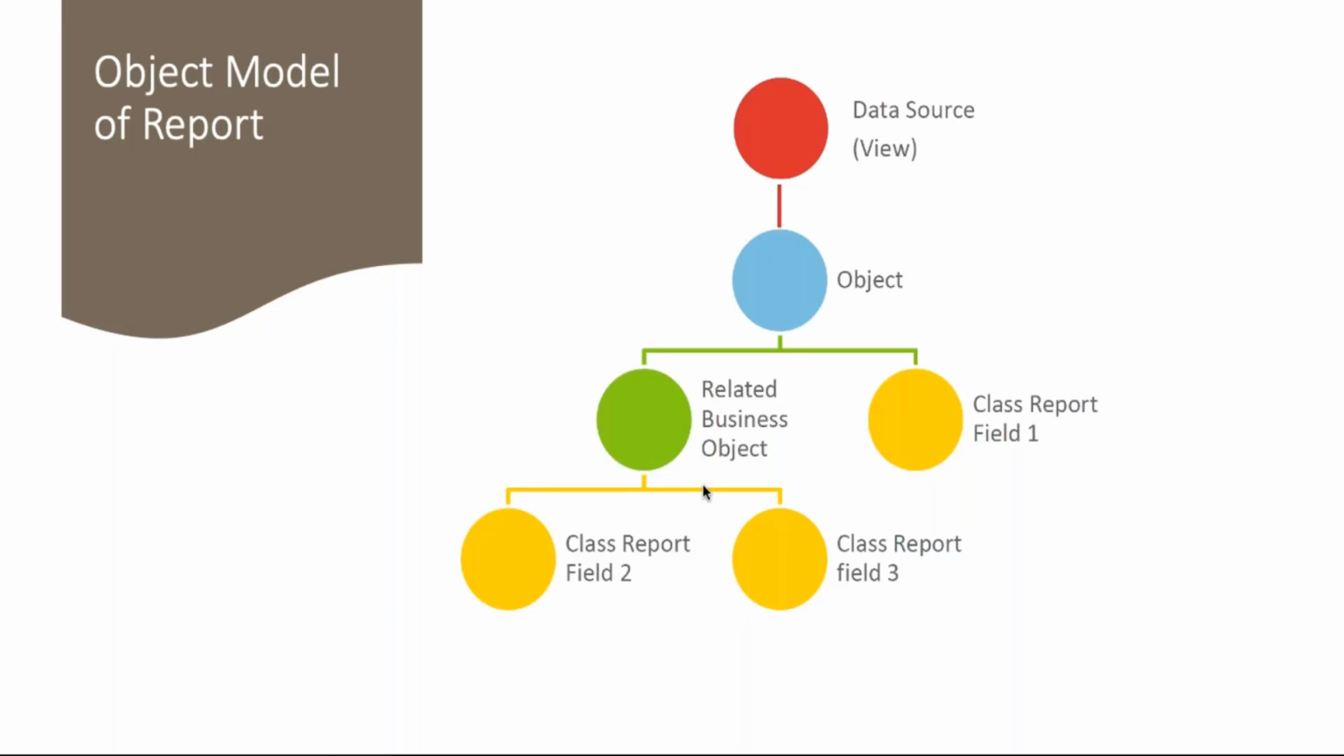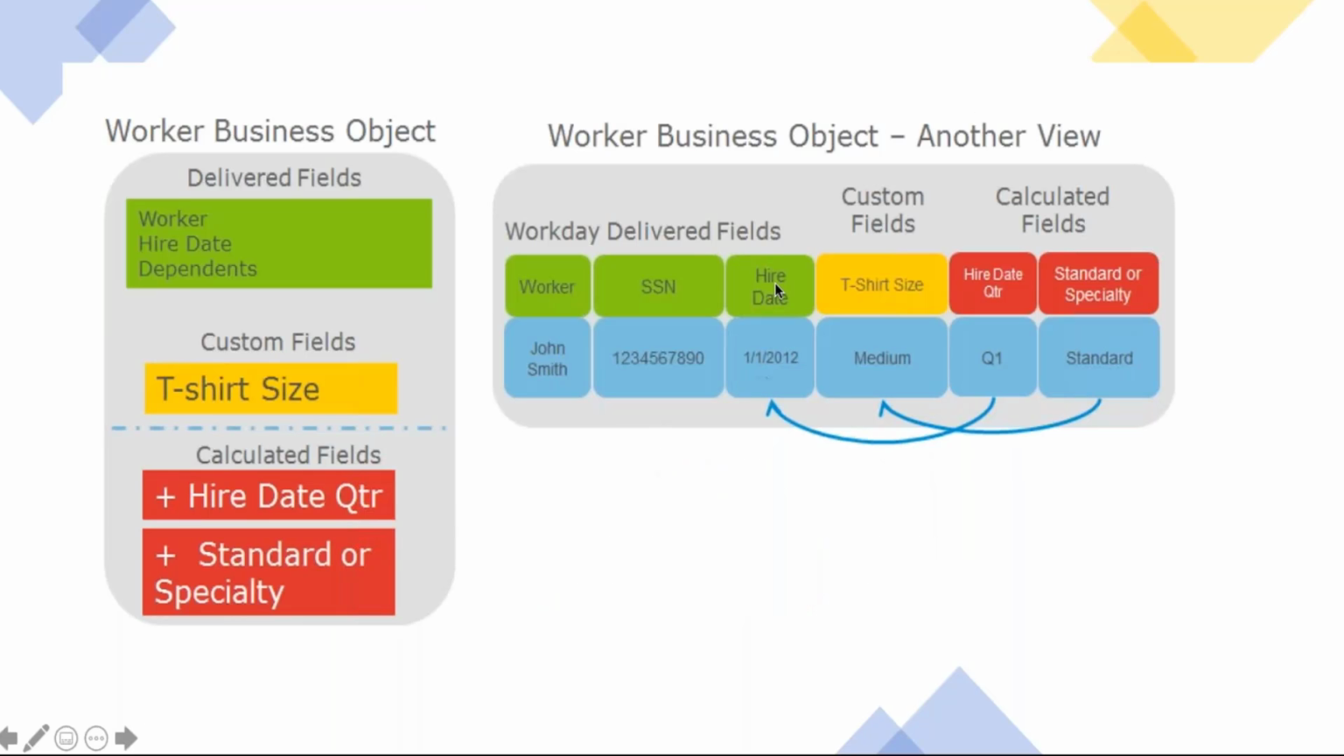Now let me show you, to help explain the difference between primary business object and what we call secondary business object, related business object. So let's assume there is this worker business object. Okay, worker business object is, suppose, the primary business object in this particular scenario. Suppose I'm using a data source, all active workers. That's my data source, which has a primary view as worker business object.